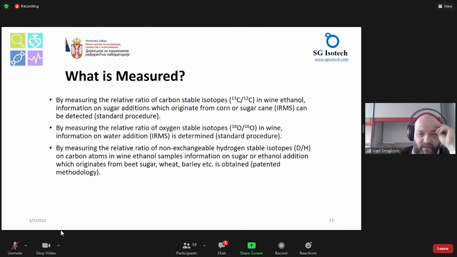This is a standard procedure. And by measuring non-exchangeable hydrogen stable isotopes, this is the most reference method which will differentiate. On hydrogen, we can differentiate between C3 plants. Carbon gives us information between C4 and C3, but since 95% of plants are C3, we need a way to differentiate between sugarcane, sugar beet, all kinds of industrial plants versus fruits and grapes, for example. So the deuterium to hydrogen ratio can help us in this.